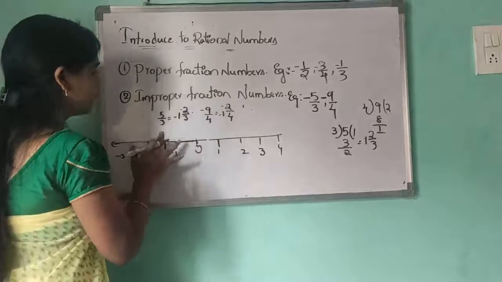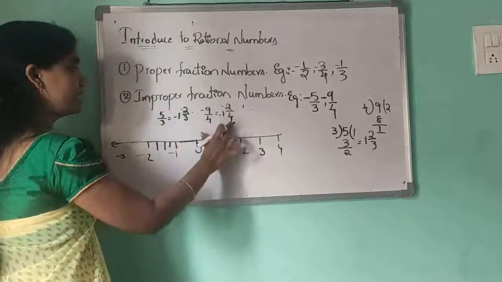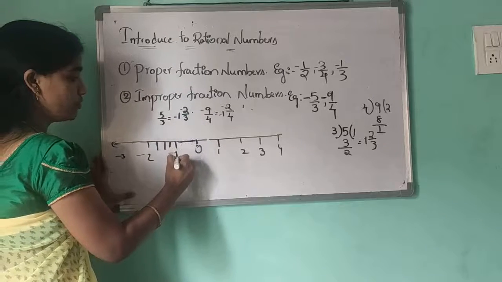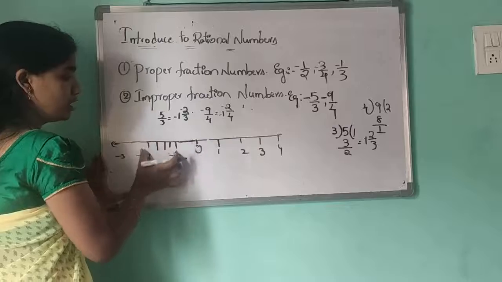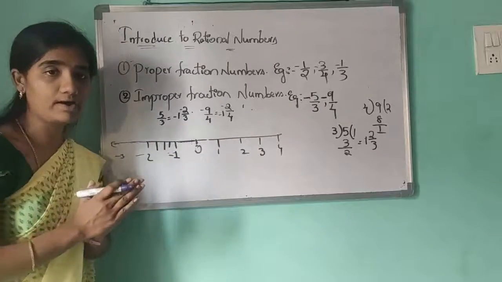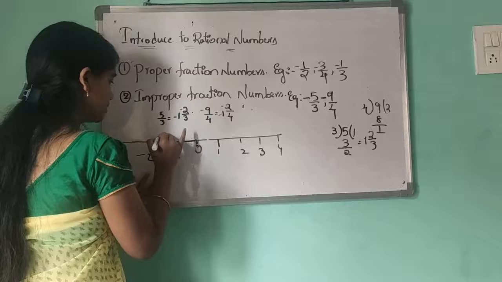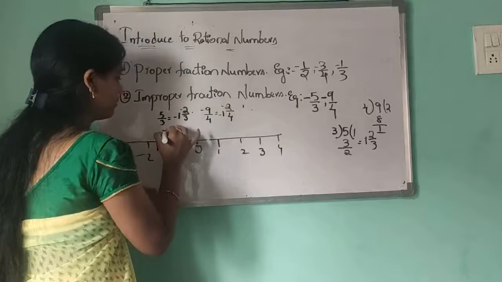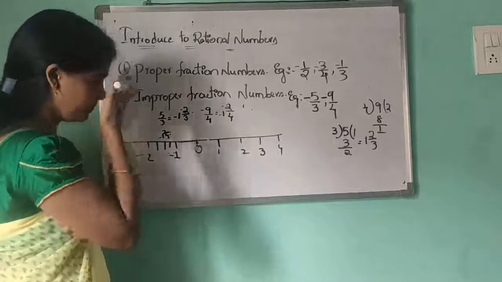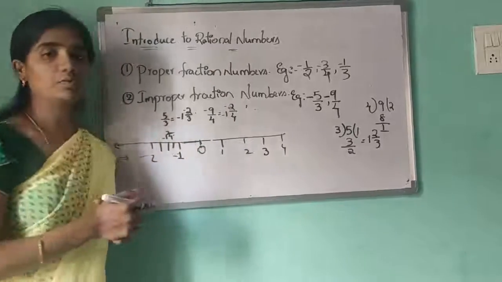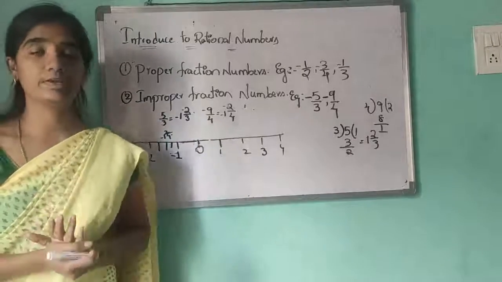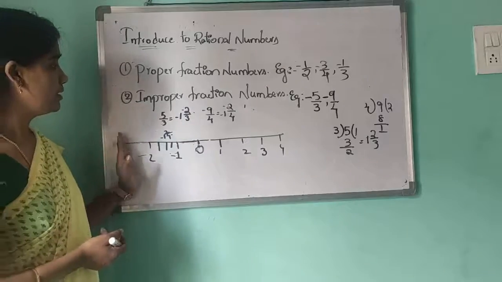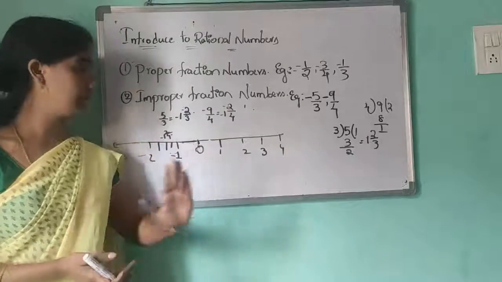How many equal parts? 4. How many equal parts do you have to divide it into? 4 equal parts, because the denominator is 4. So minus 1, 2 by 4. In this way you have to represent positive or negative fractions on the number line.